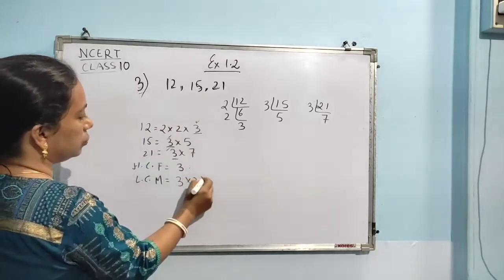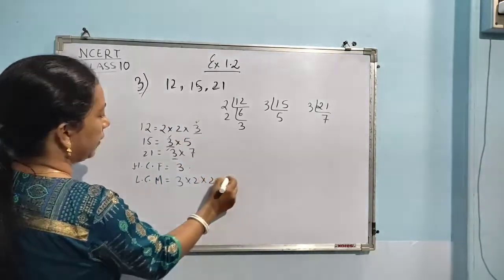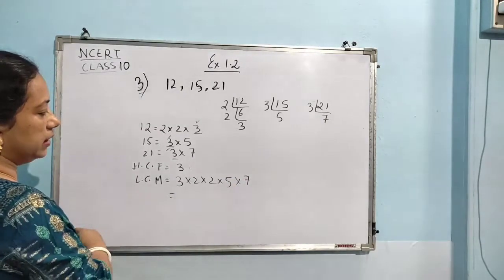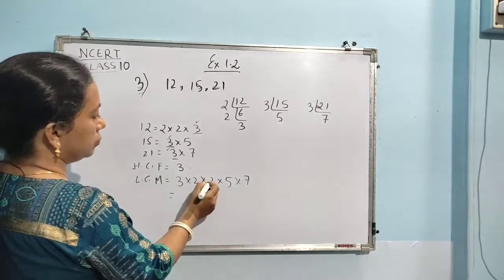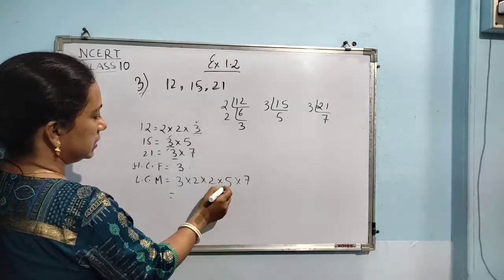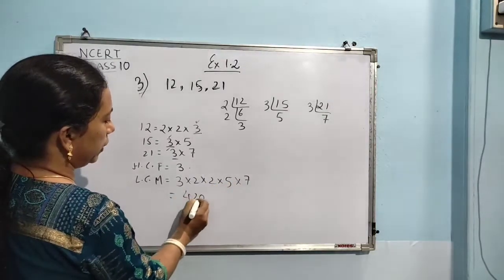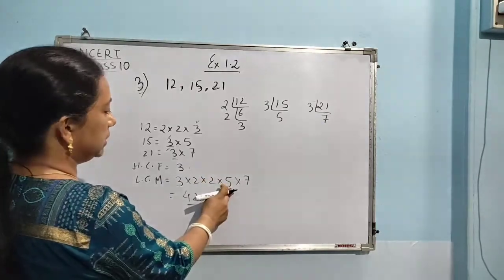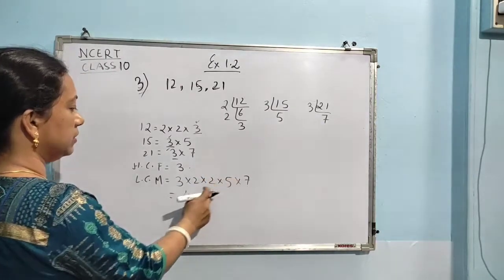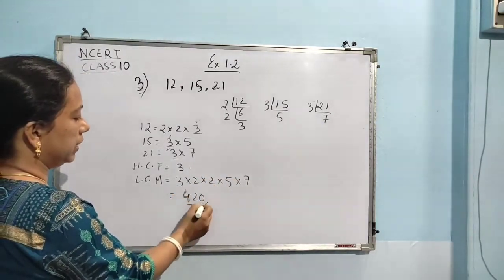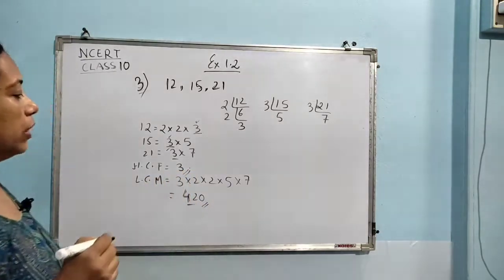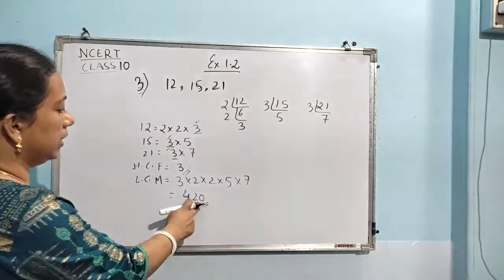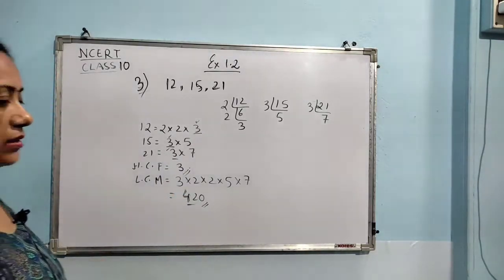So from the first one 2 into 2, from the second one 5, from the third one 7, isn't it? So what we are getting ultimately: 3 2s are 6, 6 2s are 12, 12 5s are 60, 60 7s are 420. Okay, 3 2s are 6, 6 2s are 12, 12 5s are 60, 60 7s are 420. 420 is the LCM. So we got the HCF and LCM as 3 and 420 respectively.